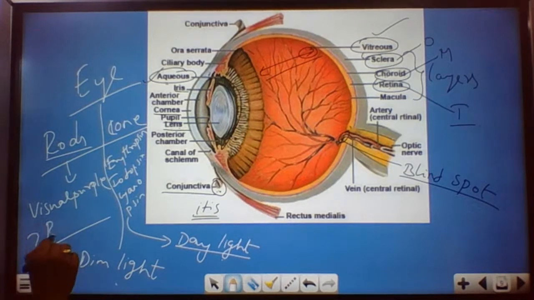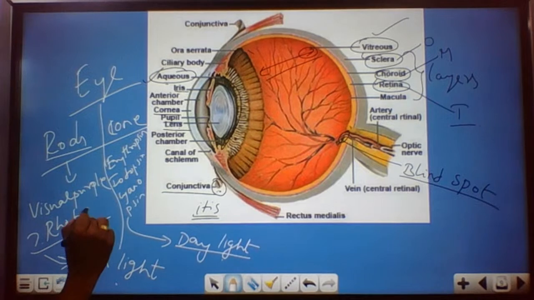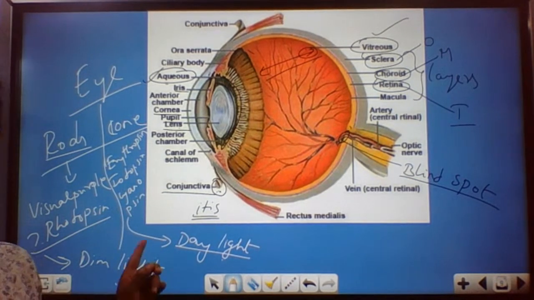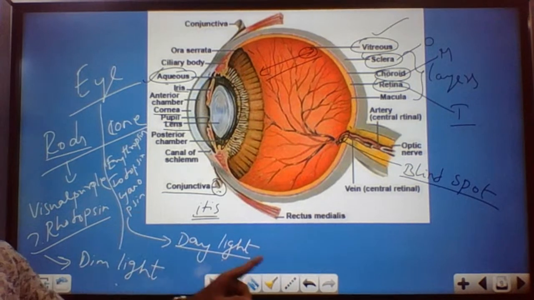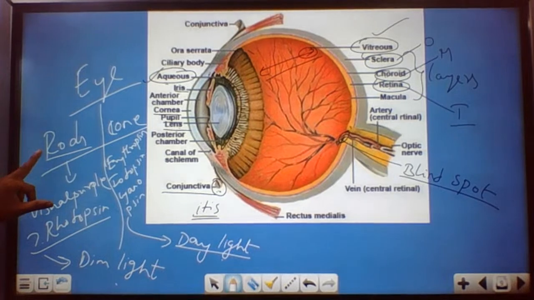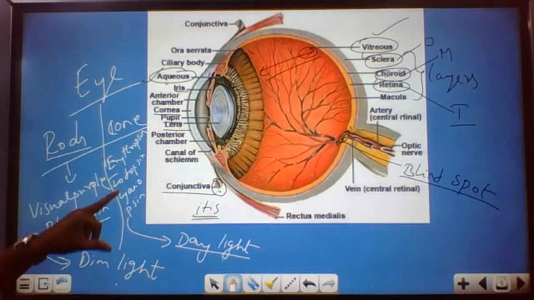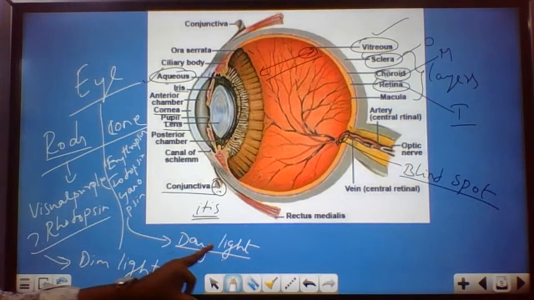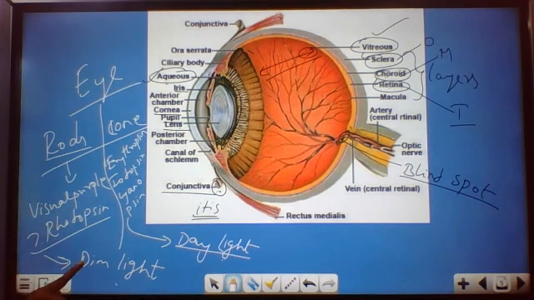So the name of the pigment is rhodopsin. Often you get a question from the pigments region as far as the eye is concerned. Rhodopsin is produced by the rod cells, and cones produce the pigments called erythropsin, iodopsin and cyanopsin. Cones are responsible for daylight, and rhodopsin is for preserving the image in dim light.